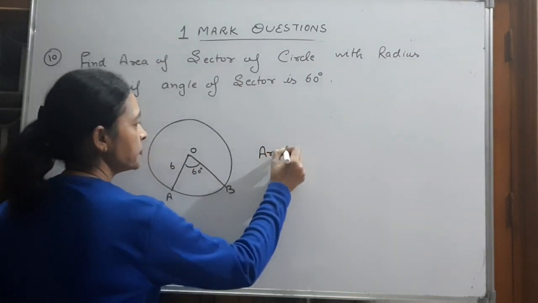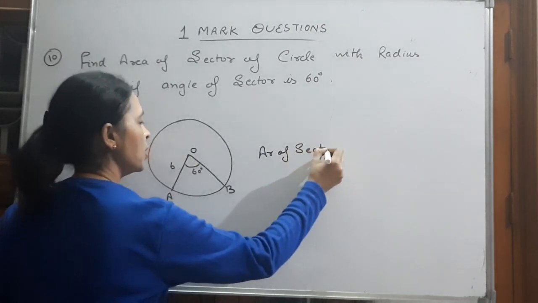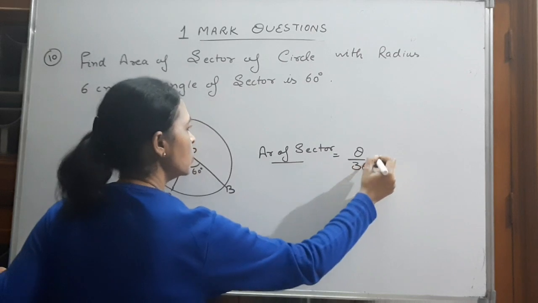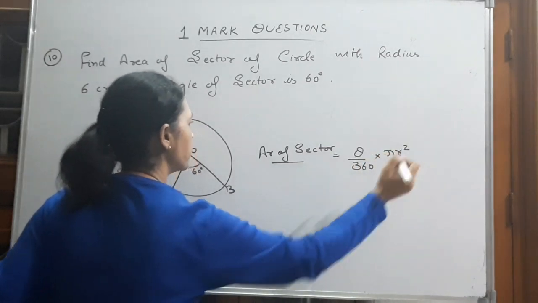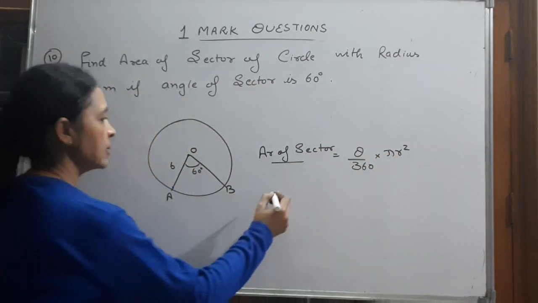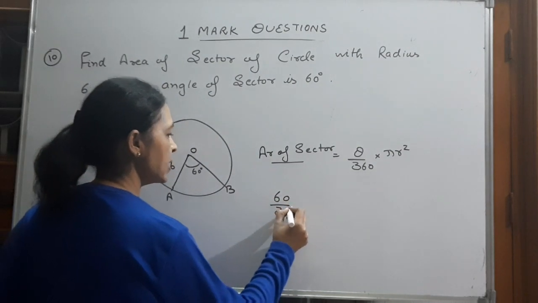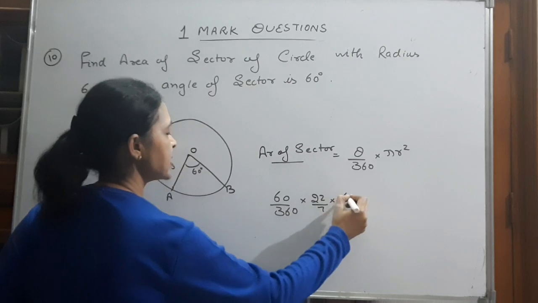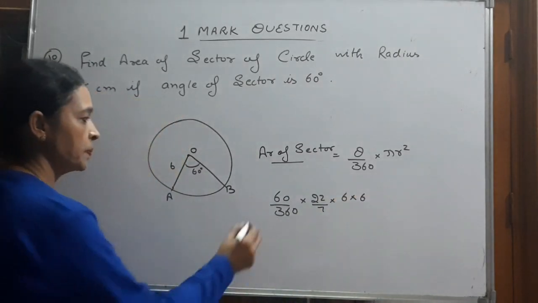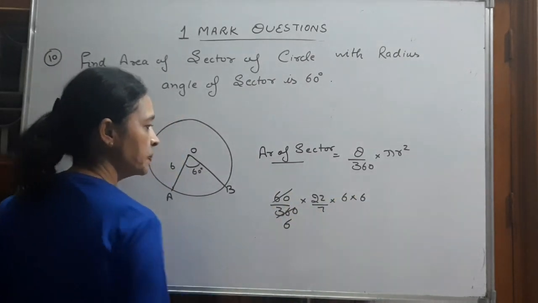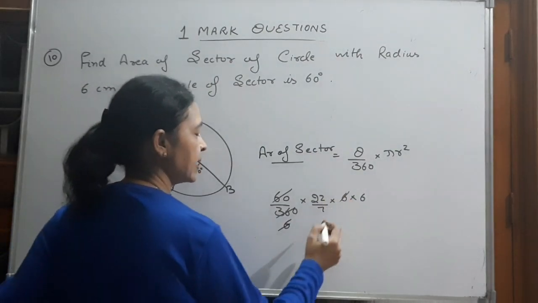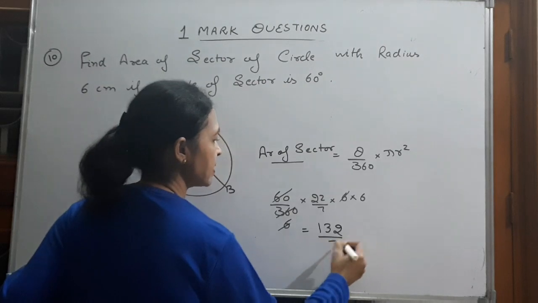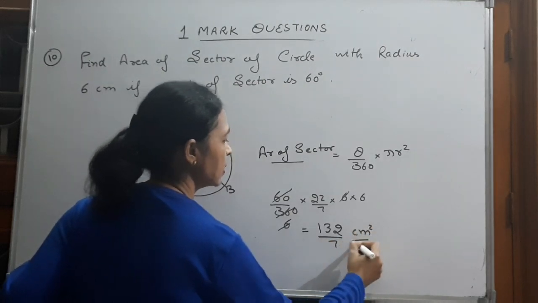Area of sector. What is the formula for area of sector? Theta by 360 into pi r square. What is theta? 60 by 360 into pi, which is 22 by 7, into radius, which is 6 into 6. 6 and 6 get cancelled. 6 times 2 is 12, so 132 by 7 centimeter square is our answer.